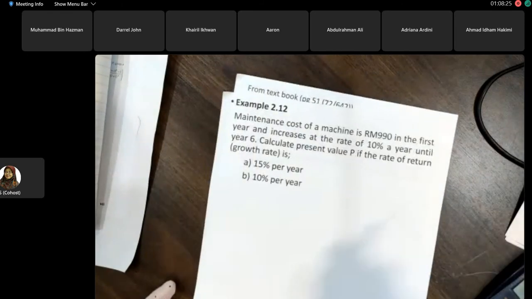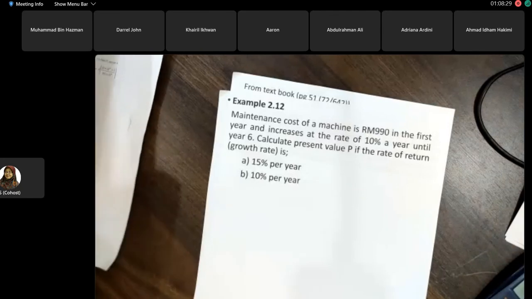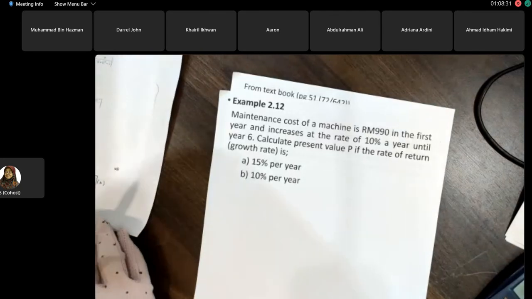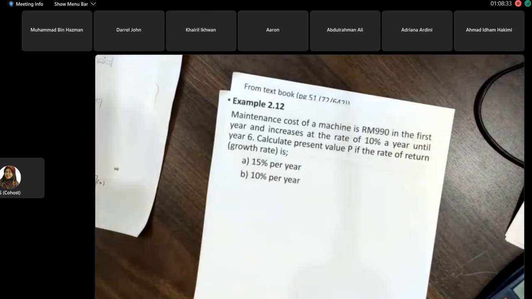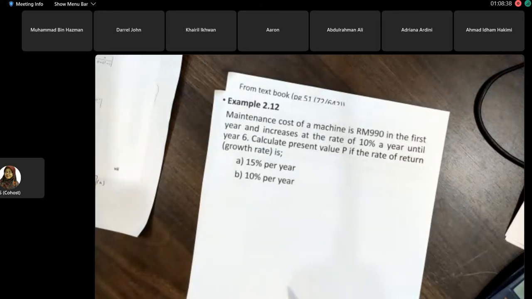Now we go to this part, example 2.1. Okay, maintenance cost of a machine. Okay, maybe you have to look at the slide.